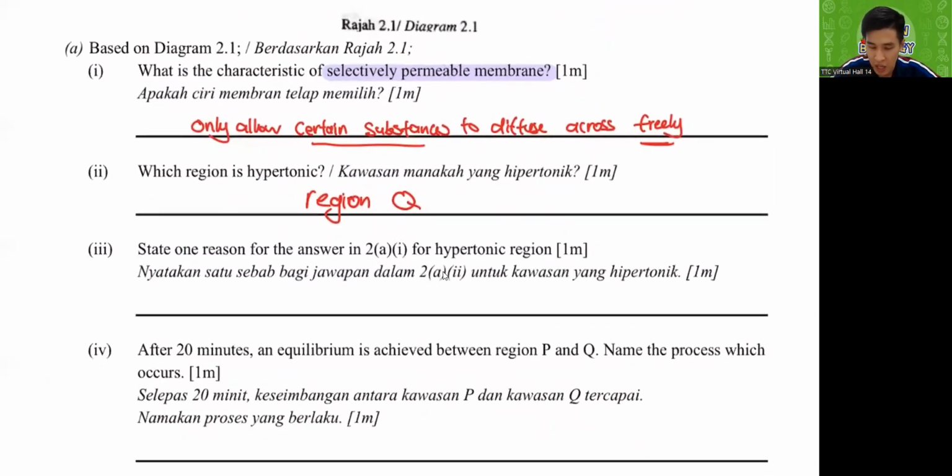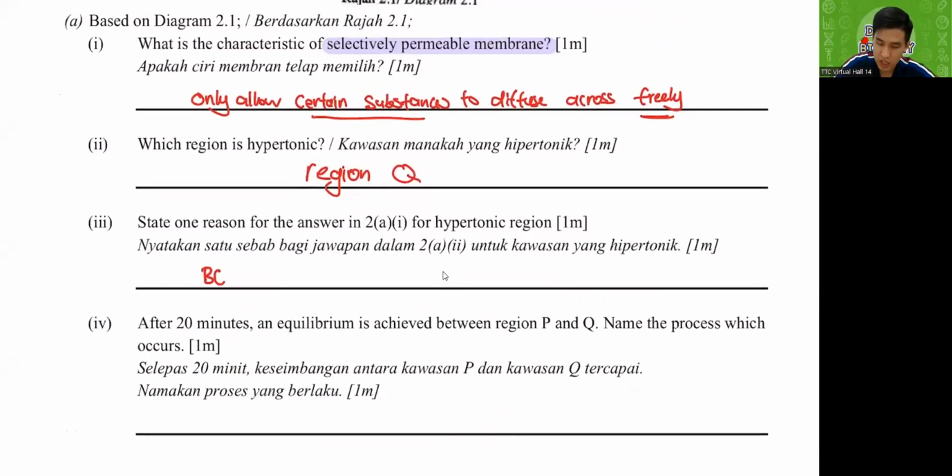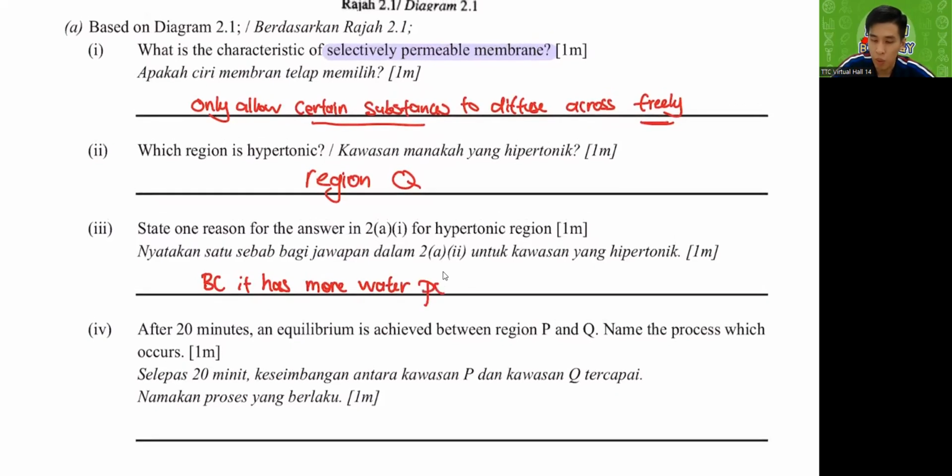No silly mistake. One reason. So for the reason, you can either use the sucrose to explain, use the water to explain, or write both. So you can say, because it has less water potential. When it is water, we always use the word potential, so we don't use the word water concentration. We say water potential. And higher sucrose, or you can say solute concentration.